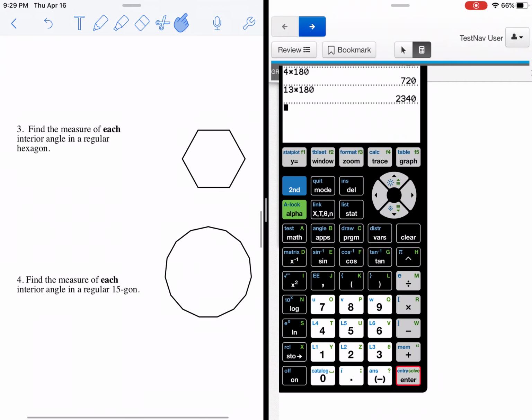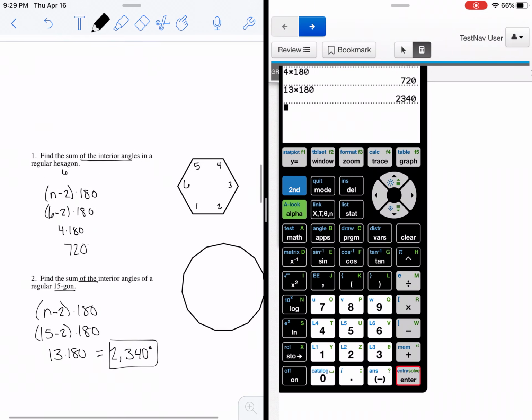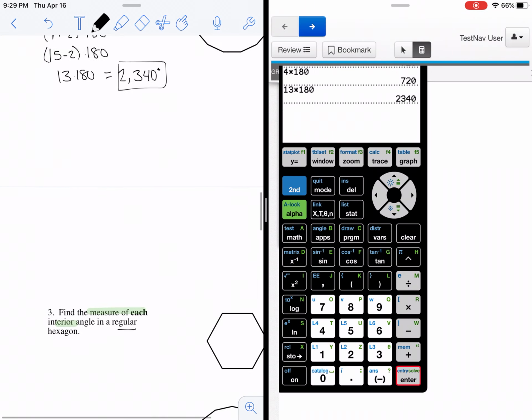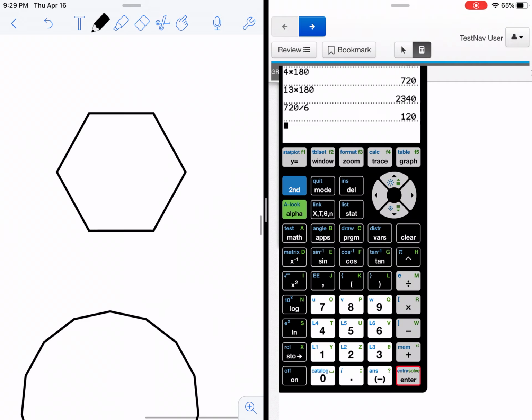The second type of question you may be asked would be to find each interior angle. Because this shape is regular, I know all the angles are the same. So I'm going to go back up here and say there were 720 degrees total. All 6 interior angles are the same. So that's going to mean each angle has to be 120 degrees. So looking at my diagram, each one of these angles here is going to be 120 degrees.